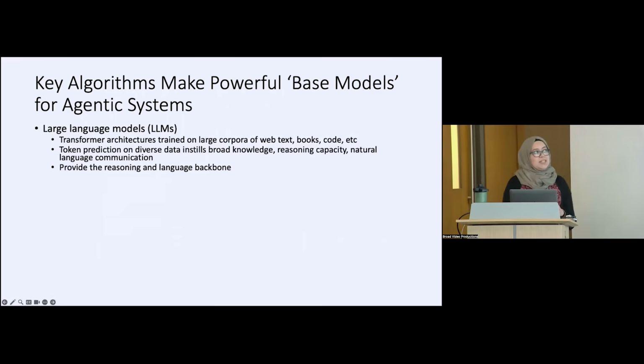So now I want to discuss some key algorithms that make base models powerful for such agentic systems. The first, as you might expect, are large language models. These are transformer-based architectures that are trained on large corpora of text and code in order to perform next token prediction in a self-supervised manner. Training on large amounts of diverse data leads to the emergence of broad knowledge, reasoning capacity, and natural language communication within these models. Essentially, they become the reasoning and language backbone of the system.